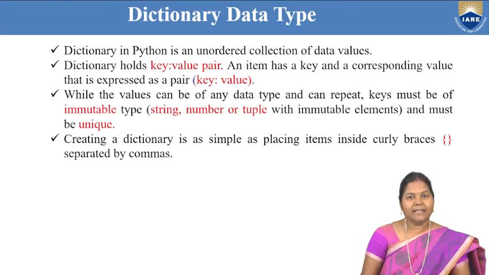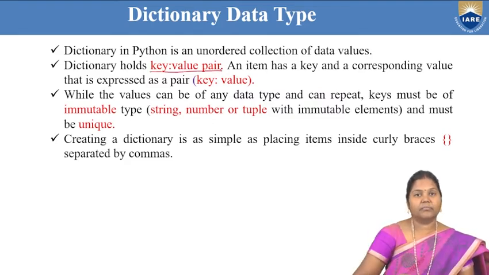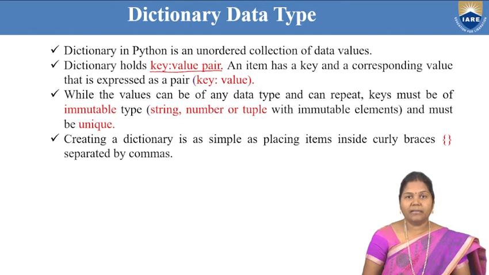Now let us start with what is dictionary data type in Python. A dictionary in Python is an unordered collection of data items, where the dictionary data type holds key value pairs. So this is very important. It contains a number of key value pairs. Now an item has a key and it can have a corresponding list of values. So the list of values and the key together is an item in a dictionary.